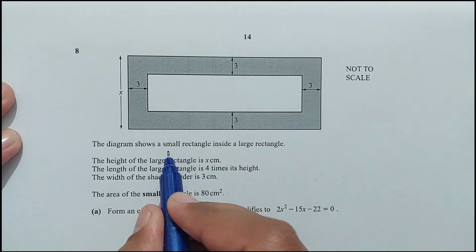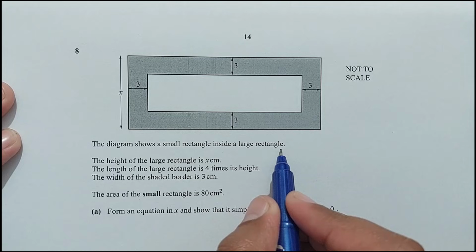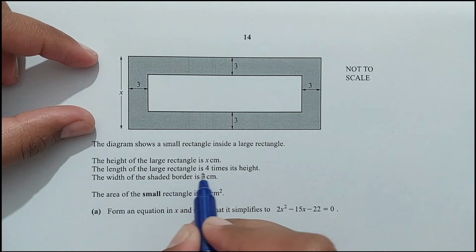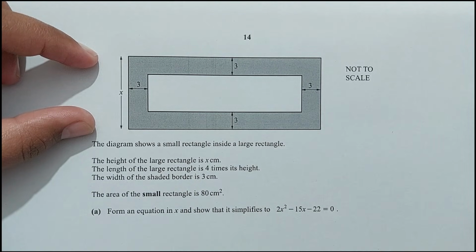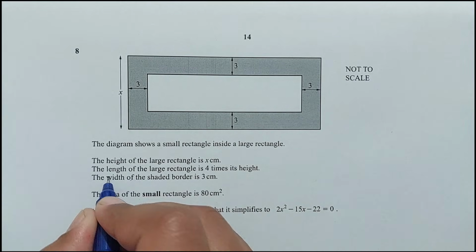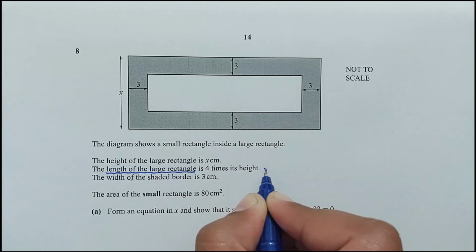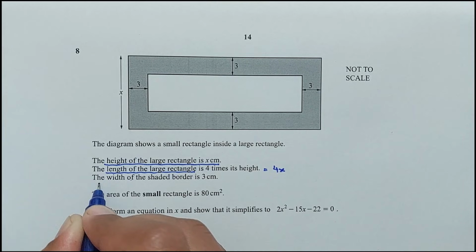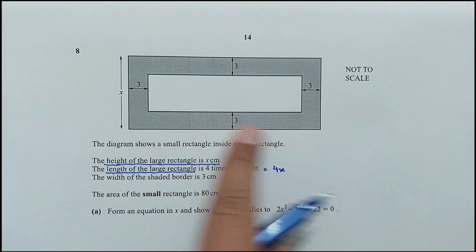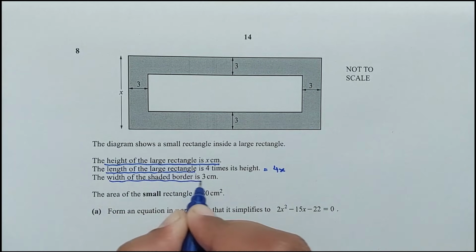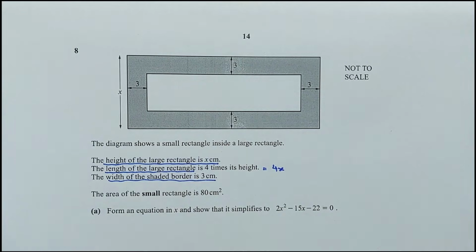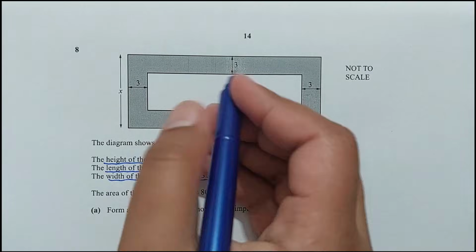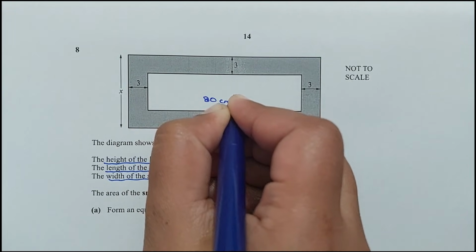Question number 8. The diagram shows a small rectangle inside a large rectangle. The height of the large rectangle is x centimeters. The length of the large rectangle is 4 times its height. So the length of the large rectangle is 4 times its height, and the height of the large rectangle is x. The width of the shaded border is 3 centimeters. The width we have been given, this is 3 centimeters, right? Now the area of the small rectangle is 80 square centimeters. This would be the small one. This is 80 square centimeters.